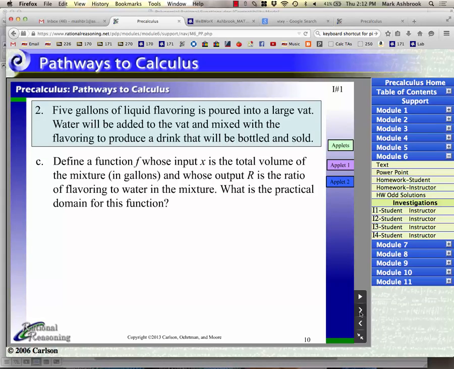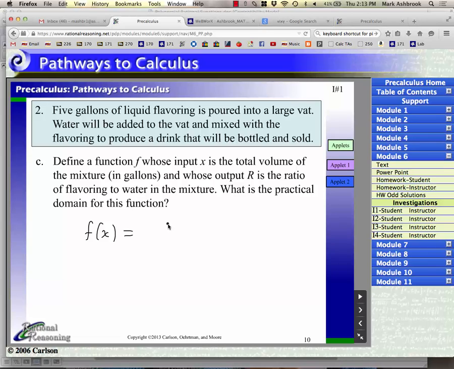So now, and the input is what? So I'm going to define this function. How do I start defining this function? Zach? F of x is like input. Good. Okay. F of x. Function definition. Here it comes. Or the whole thing is the definition. Here comes the rule. So given an x total volume of mixture, how do we get the ratio of flavoring to water?